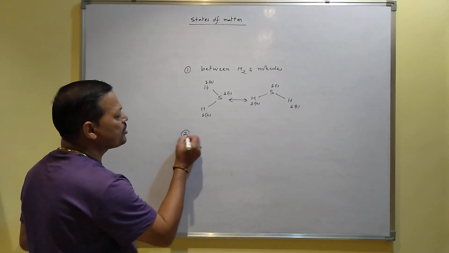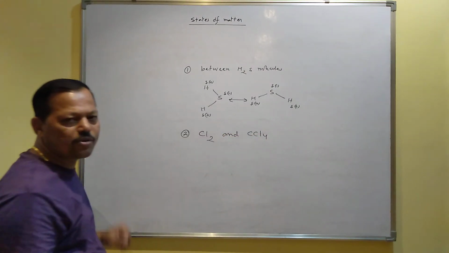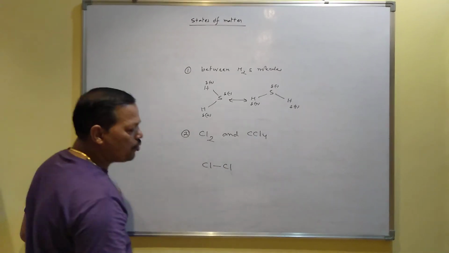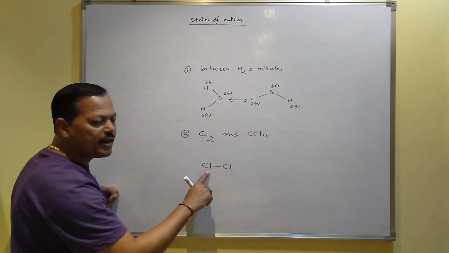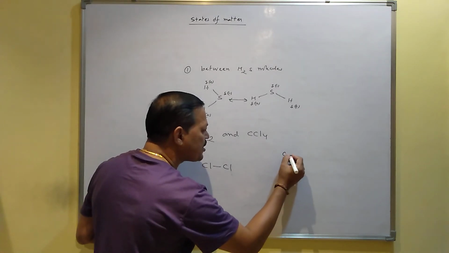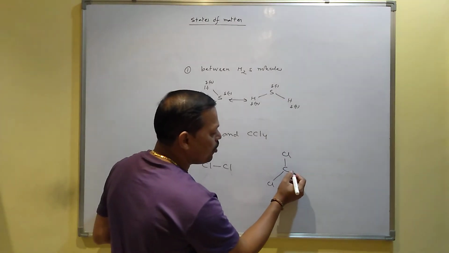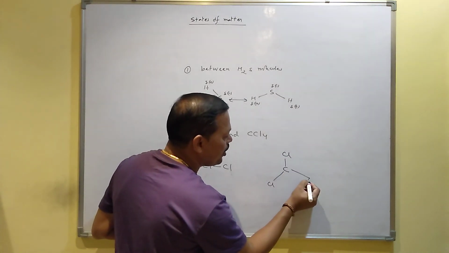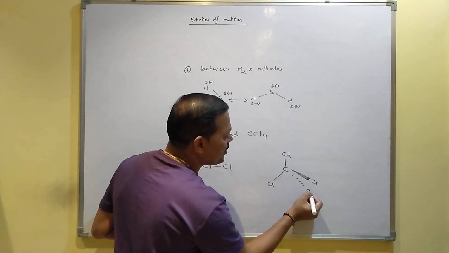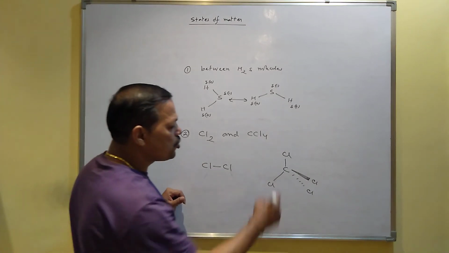Similarly, if the question asks what type of force exists between a chlorine molecule and a carbon tetrachloride molecule, what do you have to write? As you know, the chlorine molecule contains a covalent bond between similar atoms, so it is an example of a non-polar molecule. Carbon tetrachloride has a tetrahedral shape, like methane. You should know the shape, then you can find out the polarity. Already you have the dipole moment concept. As you know, chlorine is more electronegative than carbon, so the bonds are polar.